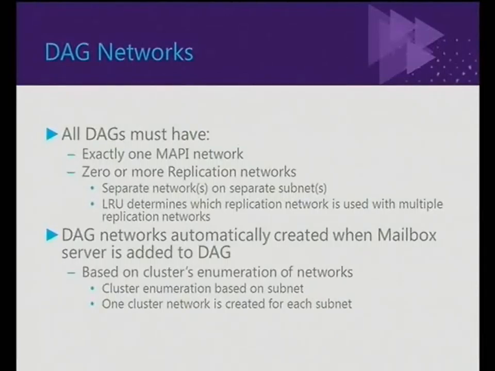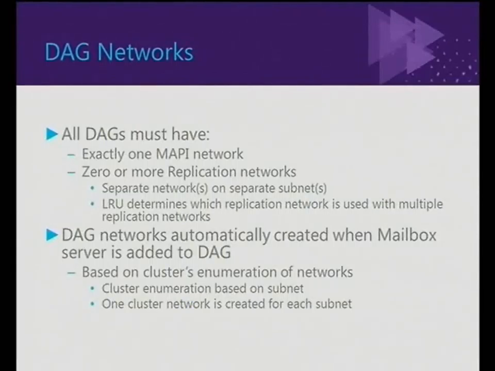Now there's other networks that you can have inside DAG members. We'll talk about those in a minute. Typically those are what customers sometimes call backup networks. And then there's the iSCSI networks that might show up if you're using iSCSI storage as well. We'll talk about how to deal with those in a minute. We're really only focusing on the two types of DAG networks, the MAPI network and the replication network.